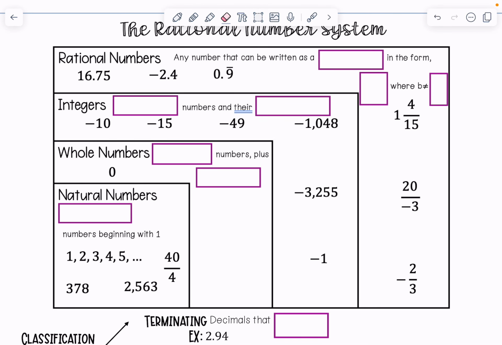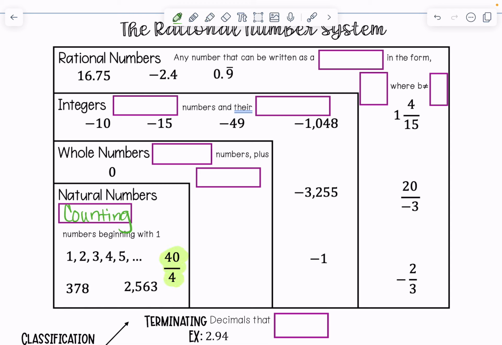Okay, today we talked about the rational number system a little bit more, and we took some formalized notes on it. So just to reiterate what we've been talking about the past couple of days, we have our natural numbers. That's the smallest set of numbers that we have, and that is our counting numbers that begin with 1. So 1, 2, 3, 4, 5, 6, 7, 8, 9, 10, 11, 12, 13, 14, 15, and so on. Those are your natural numbers.